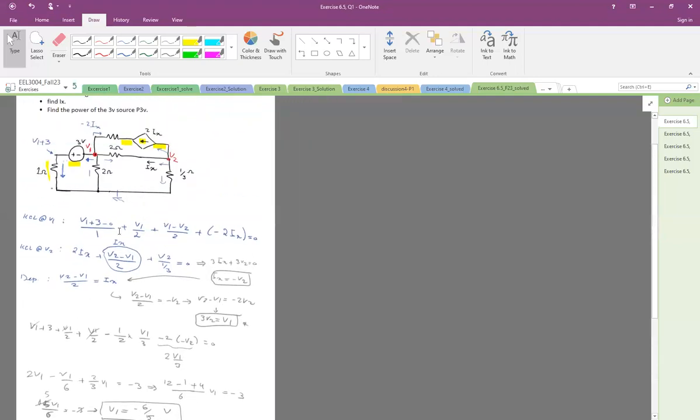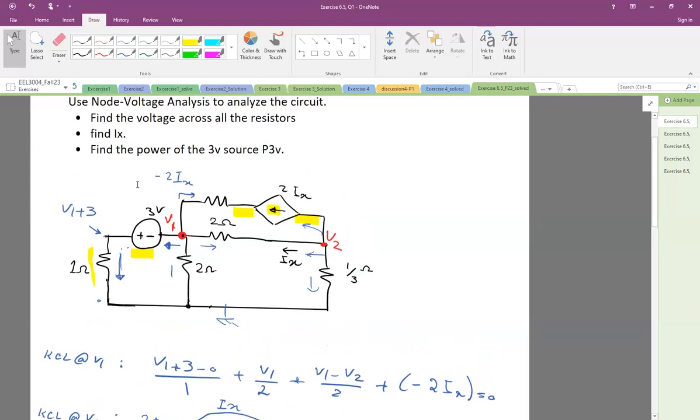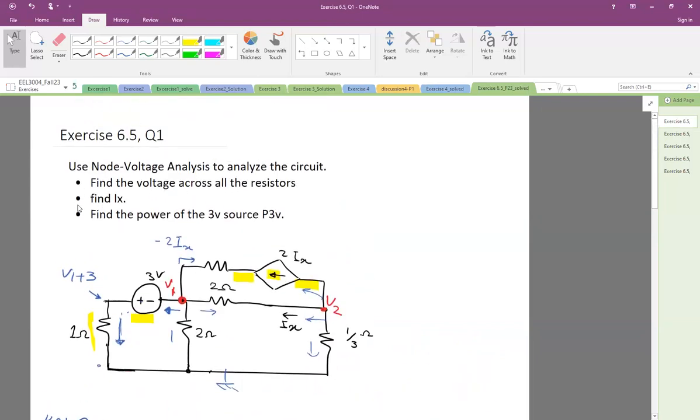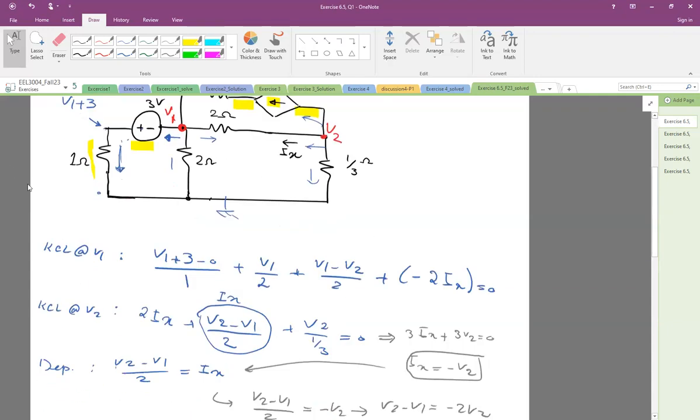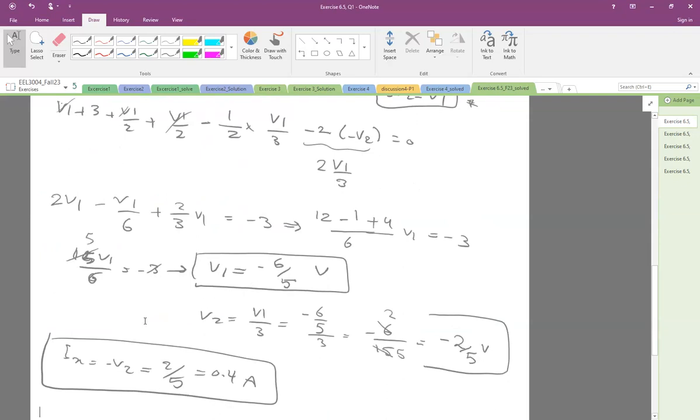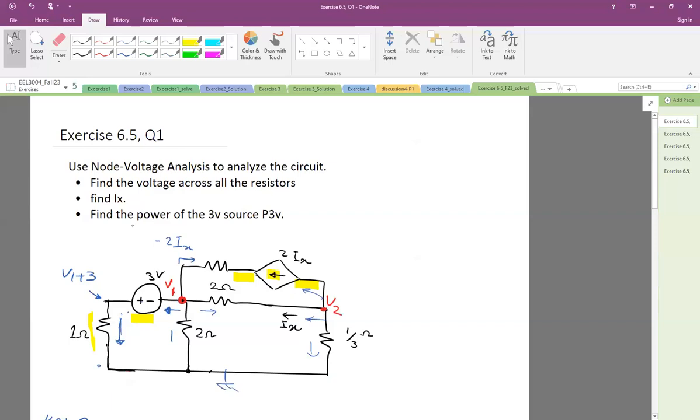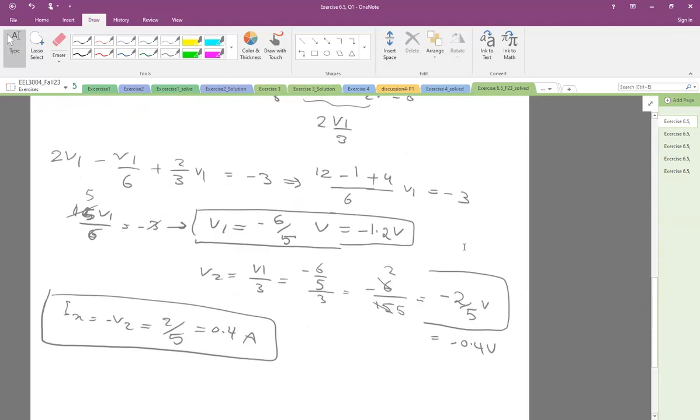So with this information, we have everything. We can calculate everything about the circuit. So it says find the voltage across all resistors. So let's do that. Let's simplify this: V1 is negative 1.2 volt, and V2 is negative 0.4 volt.